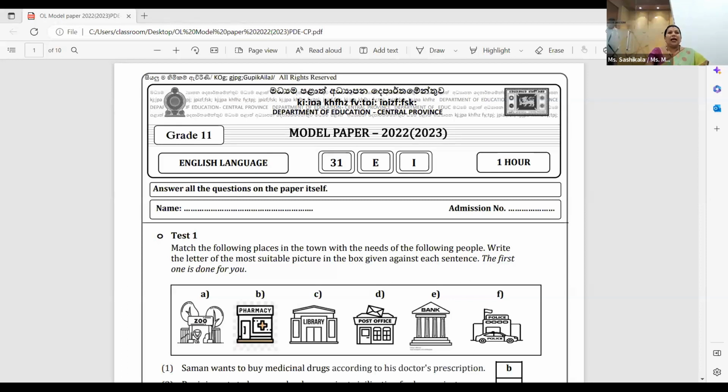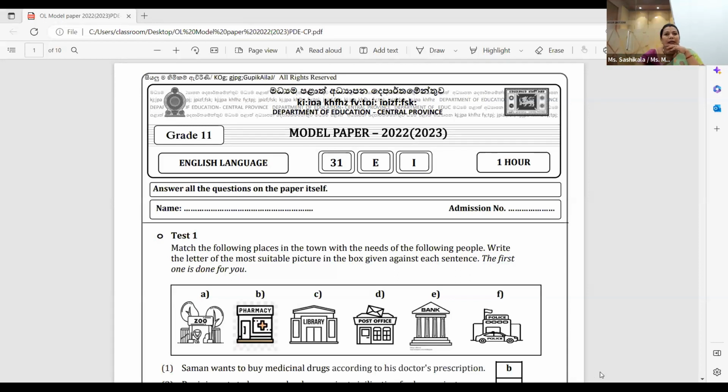Okay, this is the first paper. This is the first question. Before you start doing any of the questions, please read the instructions carefully. Remember to read the instruction, and while reading it, make sure to capture your keywords. So let me read the instruction of the first question.